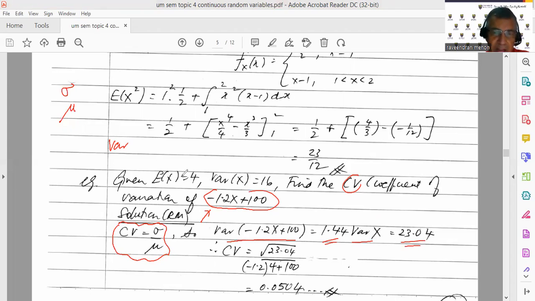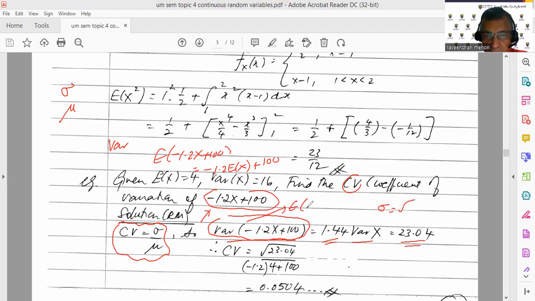The mean, hey, that's easy, yeah? The mean is easy because the mean of minus 1.2x plus 100 will be minus 1.2 times the expected value of x plus 100, okay? So we found the variance of this so that we can write the standard deviation, because standard deviation is just the square root, right? Then I had to find the expected value of this, okay?